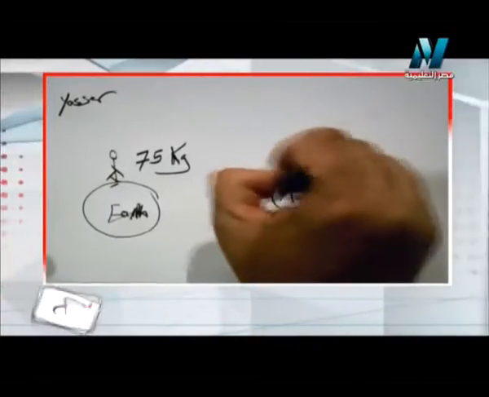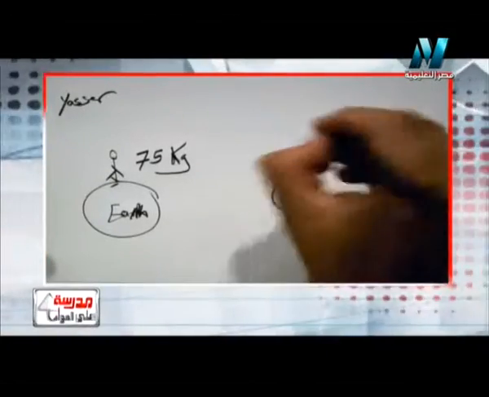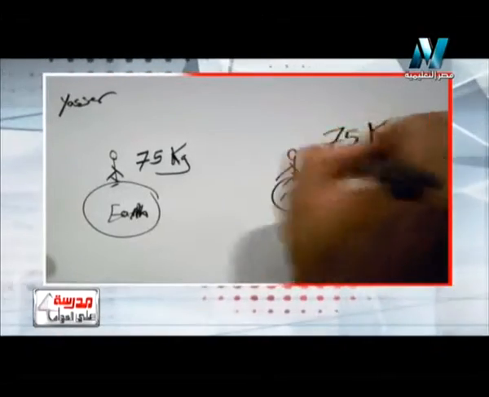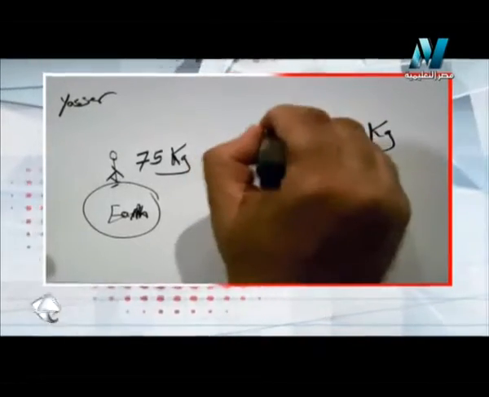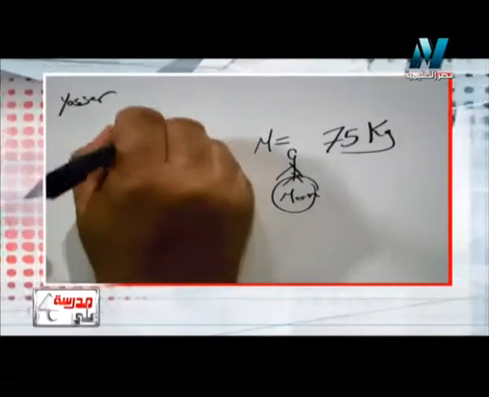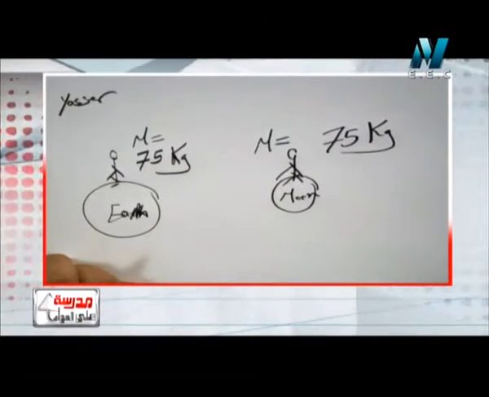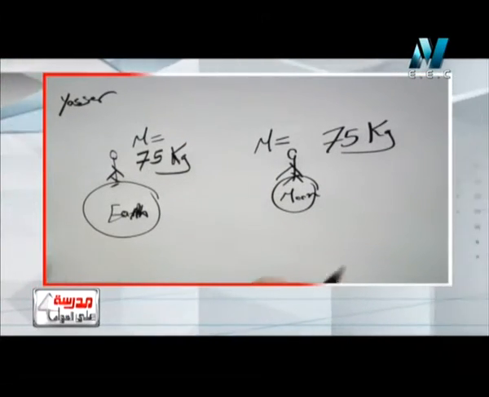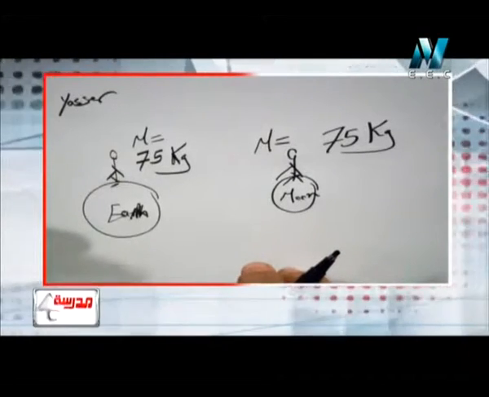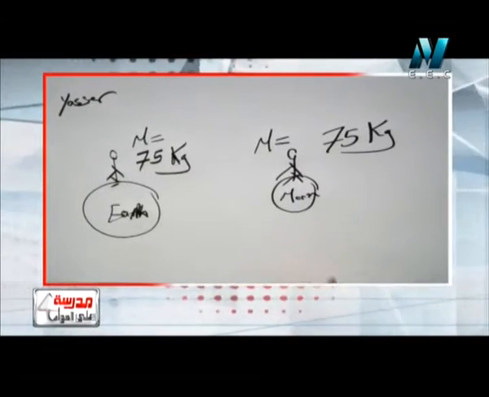Your weight or your mass here or there, sorry, equals 75 kilogram. Your mass doesn't change. Okay, so mass again doesn't change. Mass on the earth equals 75 kilogram of Mr. Yasser. And the mass of Mr. Yasser is also 75 kilogram on the moon.